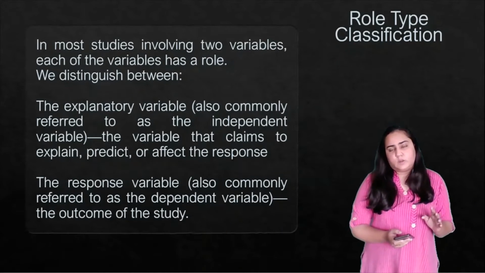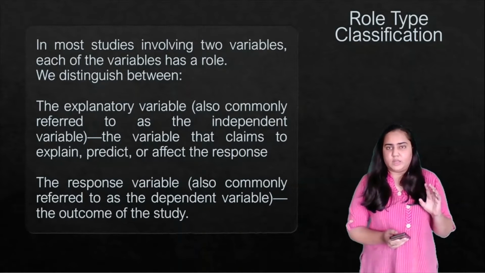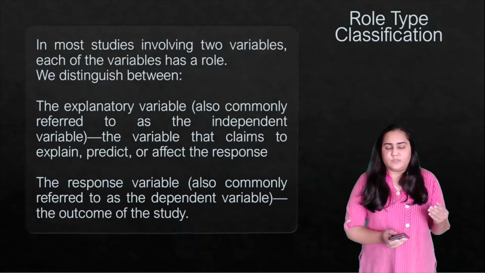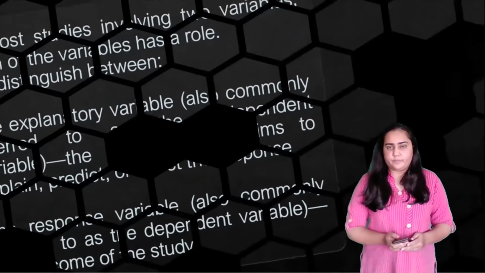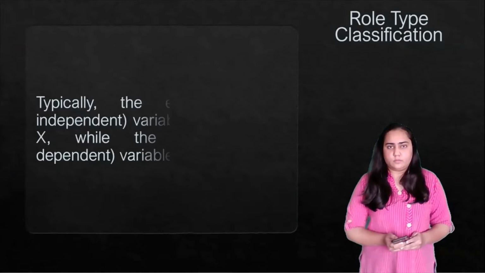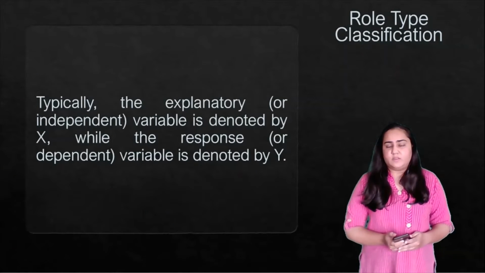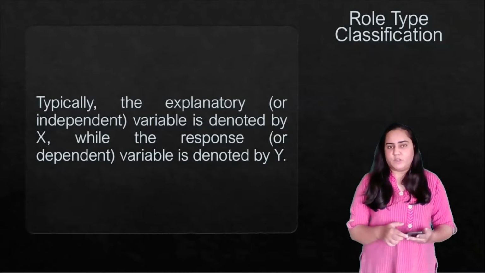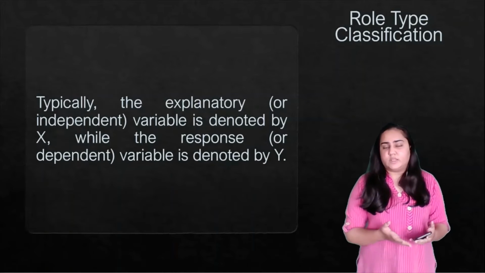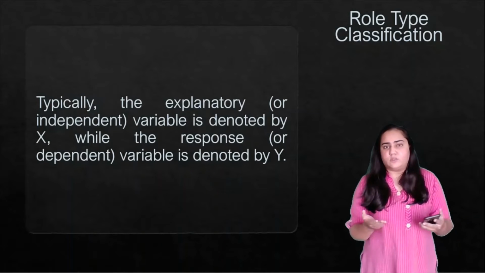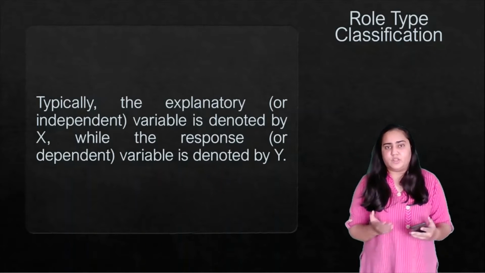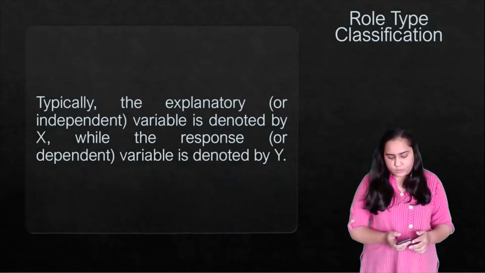Now we are going to also try to classify the variables that we saw in the questions we saw earlier. So typically the explanatory variable, whenever we are going to perform calculations, we will name the explanatory variable as X and the response variable as Y. So independent is X and dependent is Y.